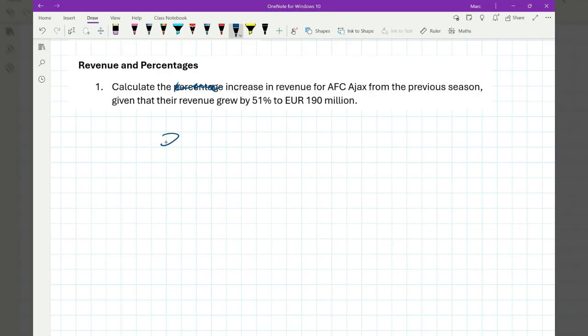So you have an amount, and it's multiplied by 1.51, and it gives 190 million euros. So our answer is going to be 190 divided by 1.51, and that gives us 125.8 million euros. All right, and that's our increase. It is an increase of 51%.